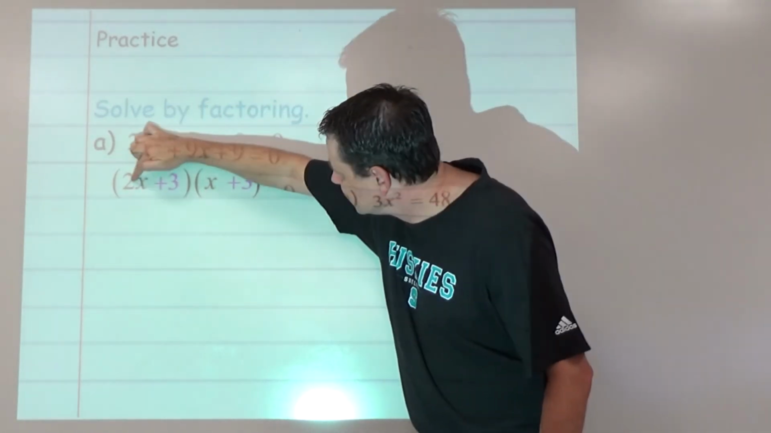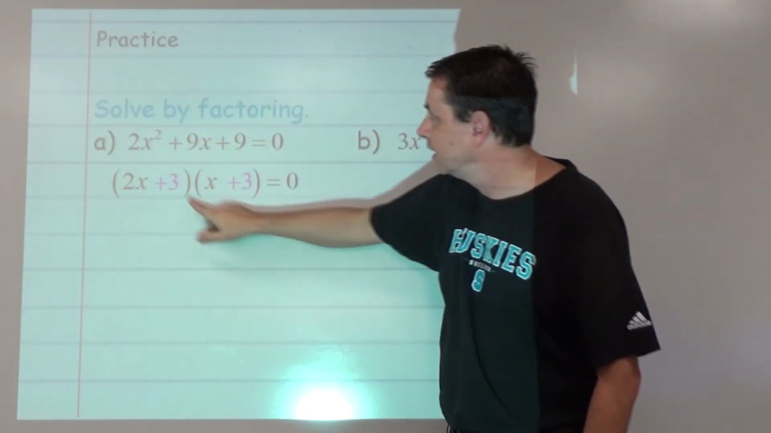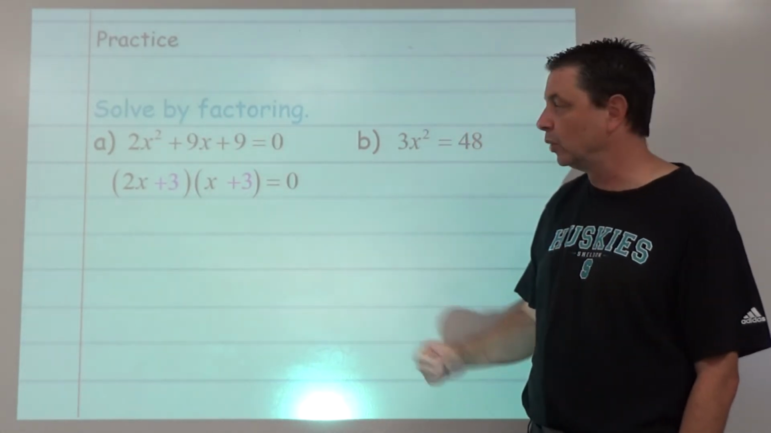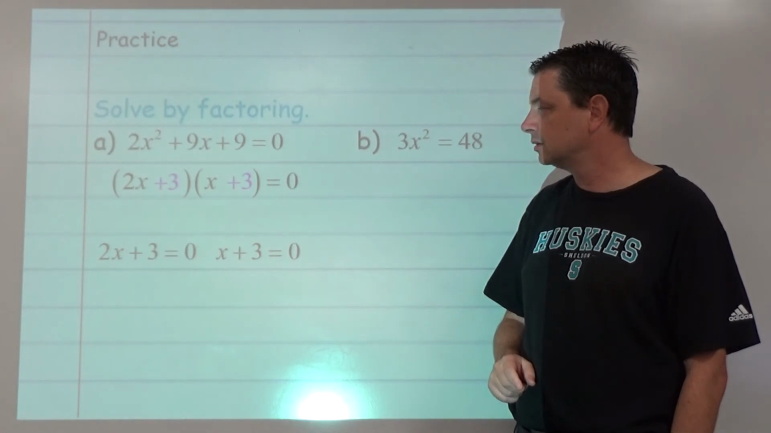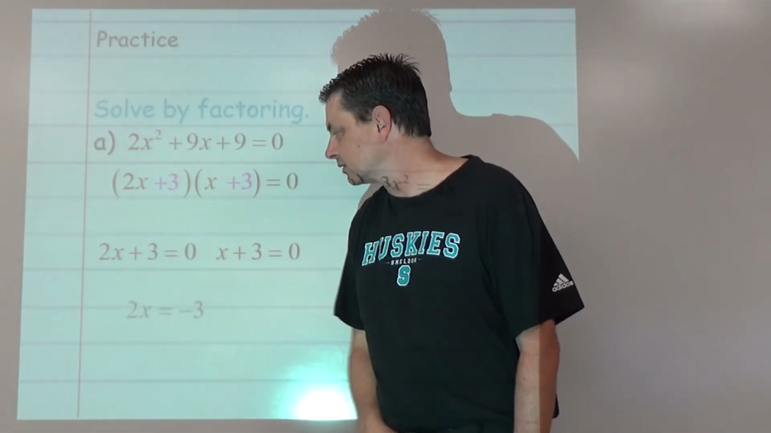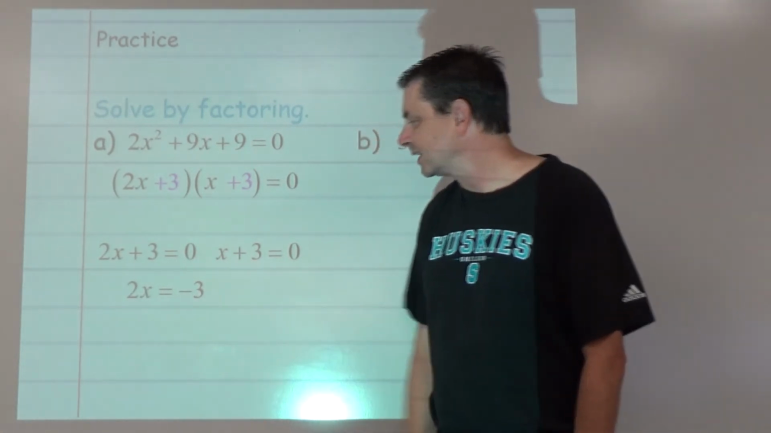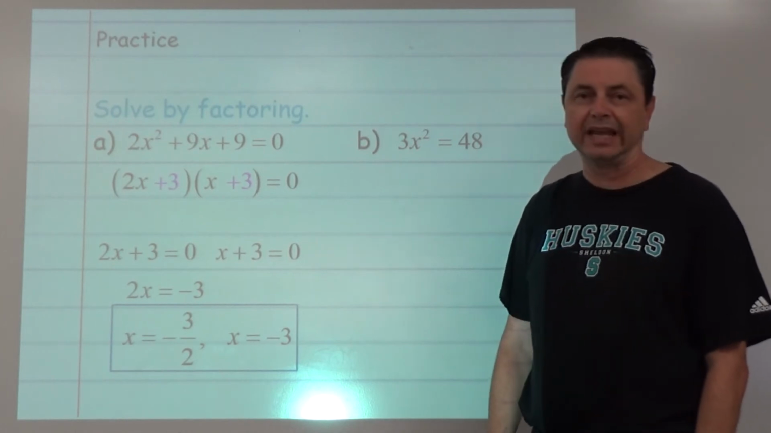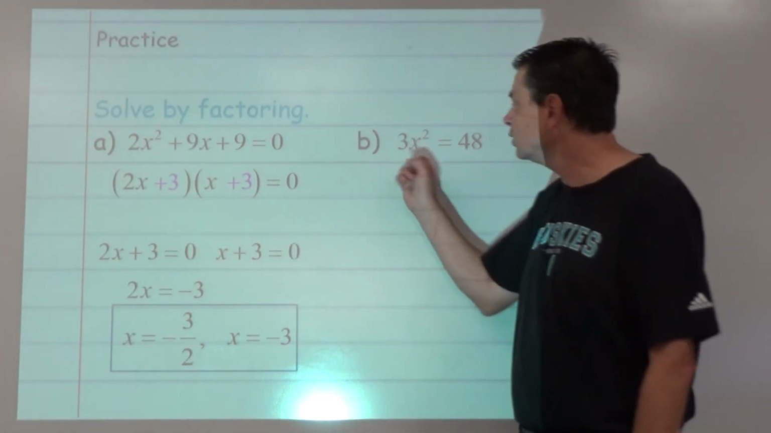Outside, 6x positive plus 3x makes 9x. We've got our winner. Split them apart. Set them equal to 0. Solve for x. X equals negative 3 over 2. Over here, x equals negative 3.